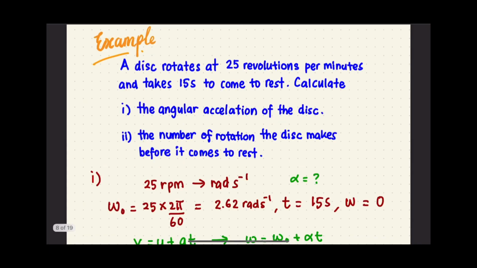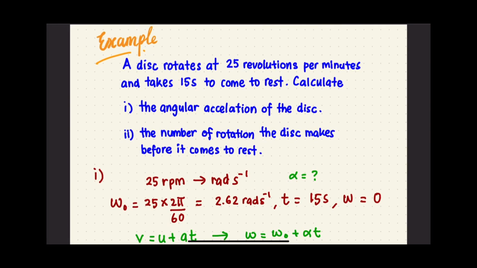Okay. Next is an example. We have a disc that rotates at 25 revolutions per minute and takes 15 seconds to come to rest. Calculate the angular acceleration of the disc. Angular acceleration is alpha. Then the number of rotations the disc makes before it comes to rest. The number of rotations is n. To find n, you must first get the value of theta. Okay, 25 revolutions per minute refers to omega, and come to rest is the final omega, this is omega naught, and 15 seconds is the time.